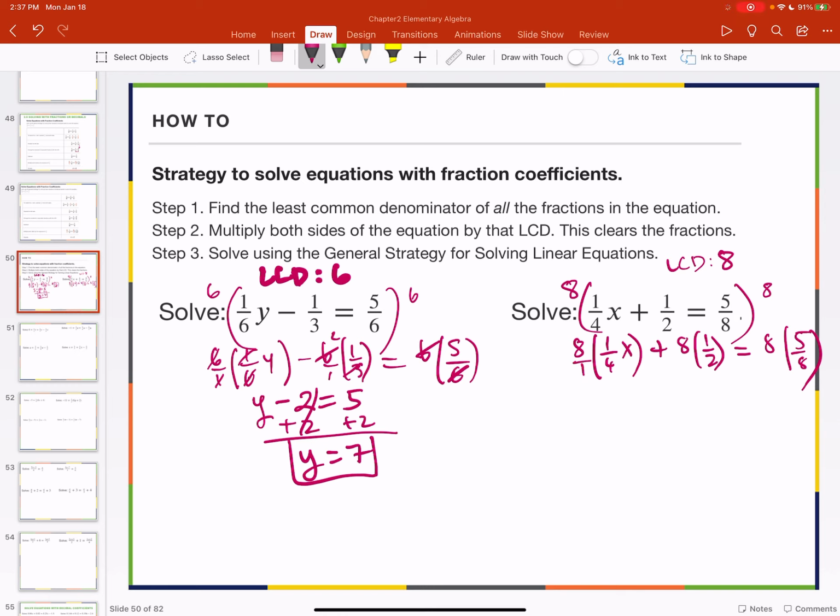So 4 goes into 8 twice, okay? So that becomes 2/1, which is just 2x. 2 goes into 8 4 times, so plus 4 is equal to, and here the 8's cancel out, and you get a 5. So minus 4, and we get 2x is equal to 1, and then divide by 2, and then you get x is equal to 1/2.